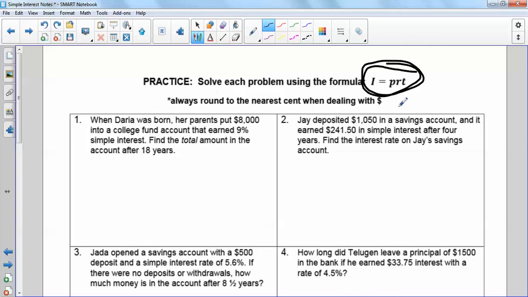So that means the hundredths place. We need 2 decimal places. Okay, good luck. Get them checked when you're done.